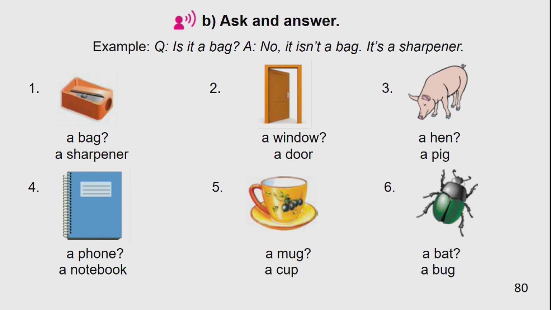Now work with your partners. Choose an object in the classroom and ask your partner a question using another word. For example, is it a pen? Your partner gives you a full answer. No, it isn't. It's a marker. Work together, please.